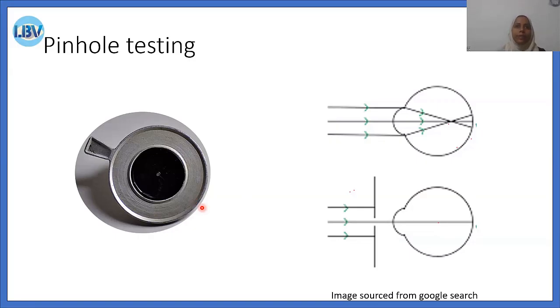And if the vision improves with the pinhole, that means there is a refractive error. The reason behind the loss of vision is a refractive error. And if in some cases the vision even deteriorates after using a pinhole, that indicates that there is some pathology involved. For example, you can take a case of macular degeneration. When you use a pinhole in that case, the vision will reduce further.